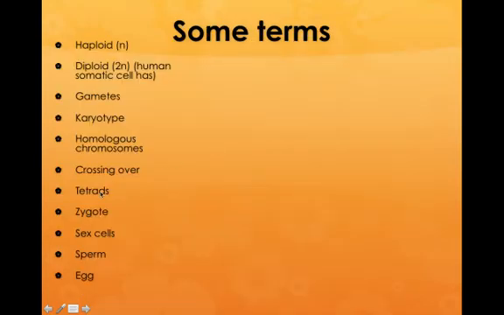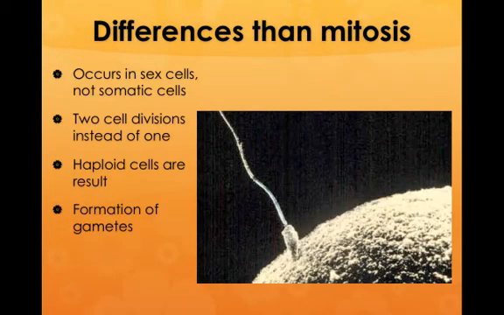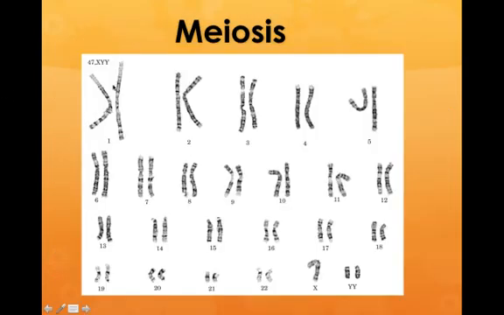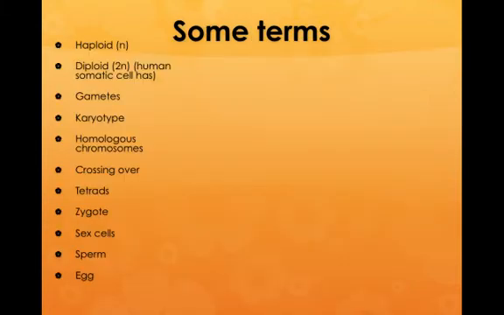Tetrads are when, as we know during mitosis, chromosome 1A will duplicate and form a sister chromatid, and chromosome 1B will duplicate and form a sister chromatid. These will line up separately as sister chromatids on the metaphase plate. But in meiosis, the 1B duplicate and the 1A duplicate will all be attached together, and that will be called a tetrad. All right, a tetrad because there's 4.